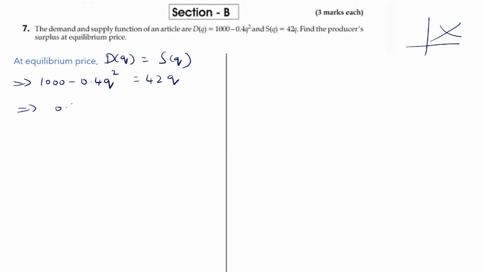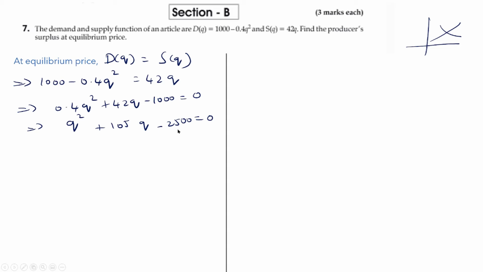Or from this we have 0.4 Q square plus 42 Q minus 1000 equal to 0. Or if we simplify we get Q square plus 105 Q minus 2500 equal to 0. If we divide this whole equation by 0.4 we get this quadratic equation. Now we can solve this equation.